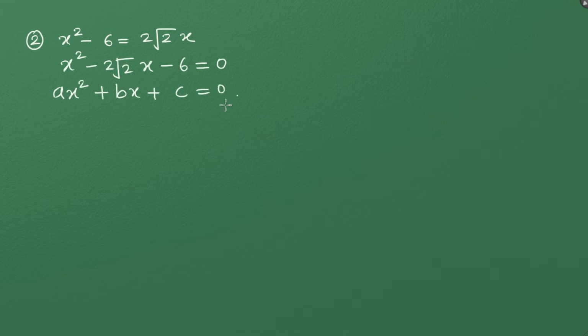So on comparison, we get the value of a as 1, the value of b as minus 2 times square root 2, and the value of c is minus 6. So let's get the value of b square minus 4ac.